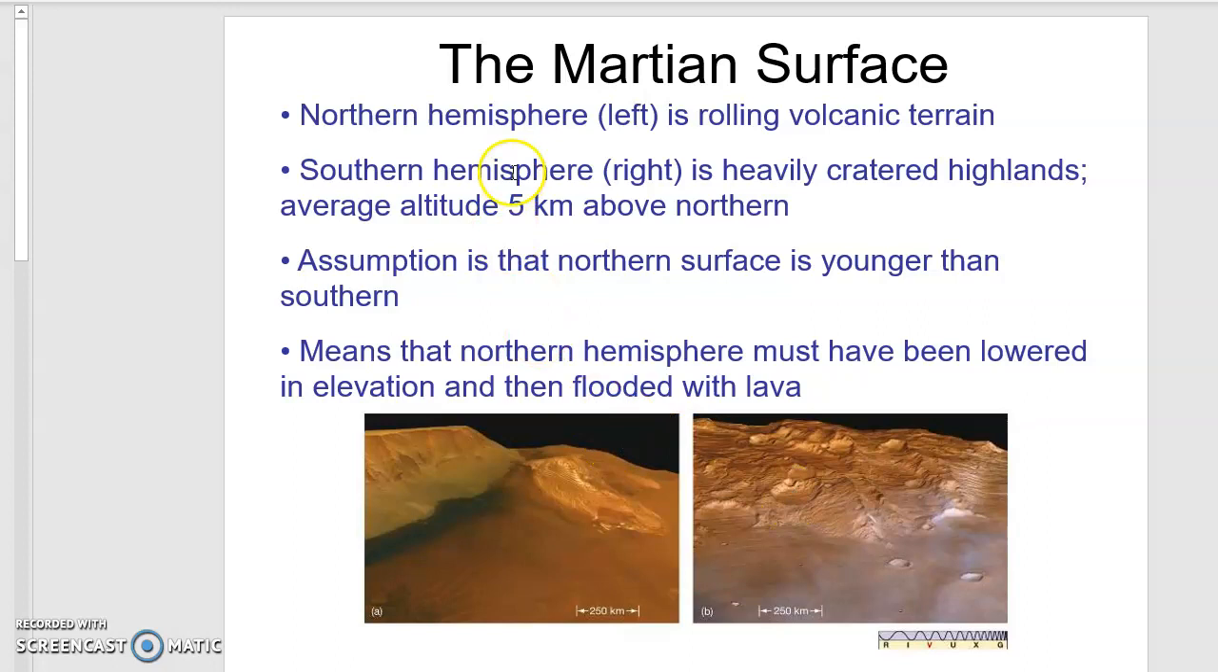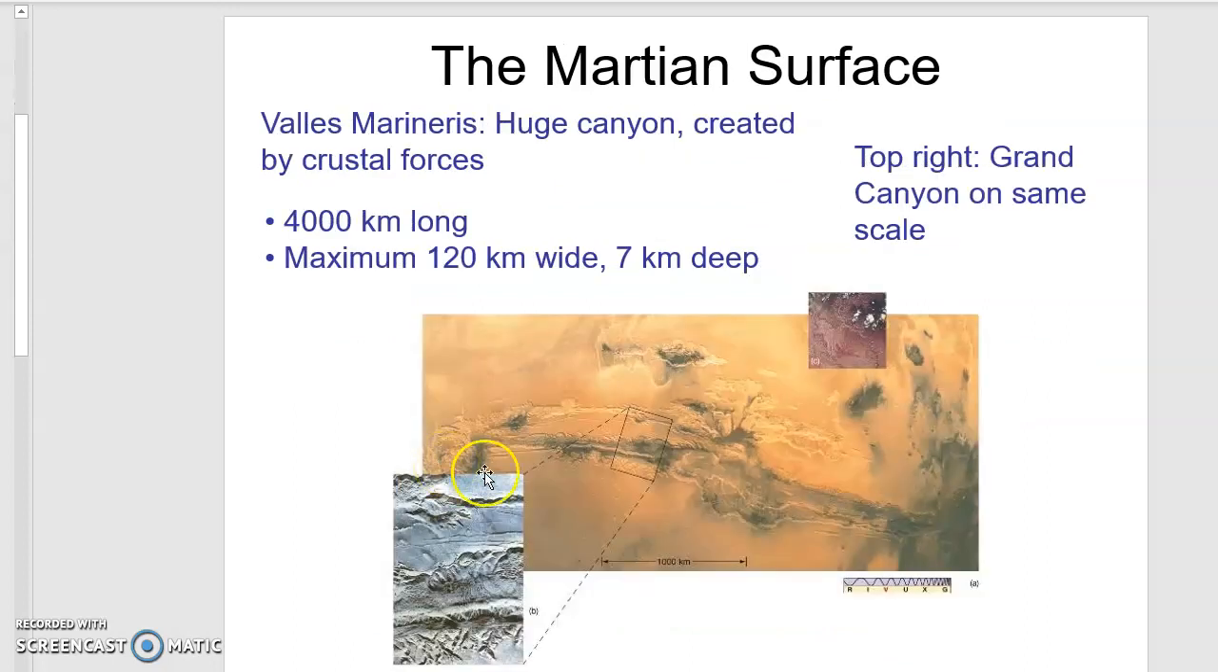The northern hemisphere is rolling terrain. The southern hemisphere is heavily cratered highlands. The average is 5 kilometers above the northern hemisphere. The assumption is that the northern hemisphere is younger than the southern. That means there must have been lower elevation and it was flooded with lava and other stuff back in the day, the day being a few billion years ago.